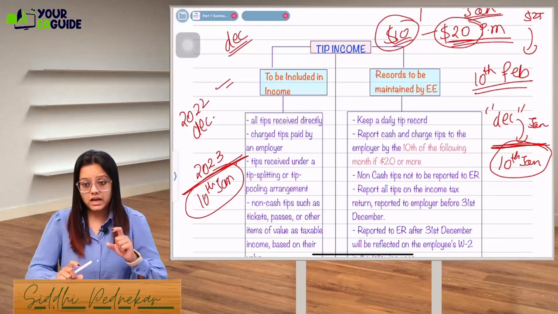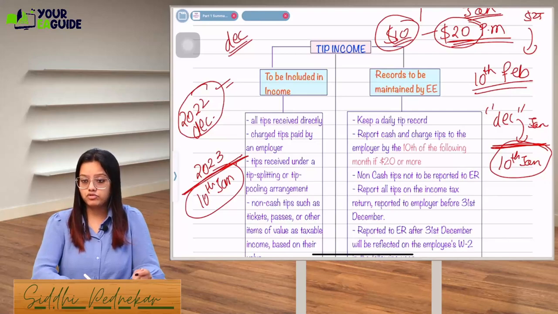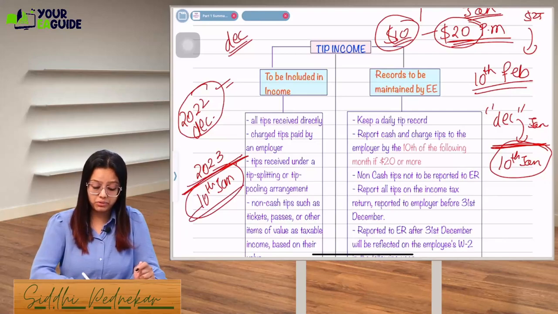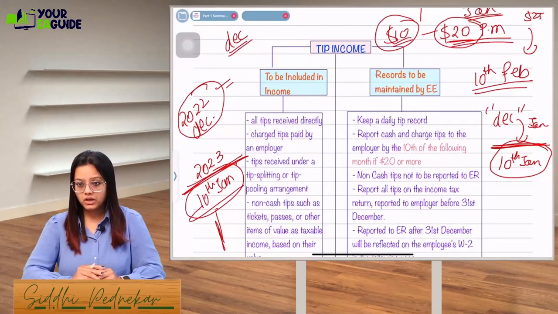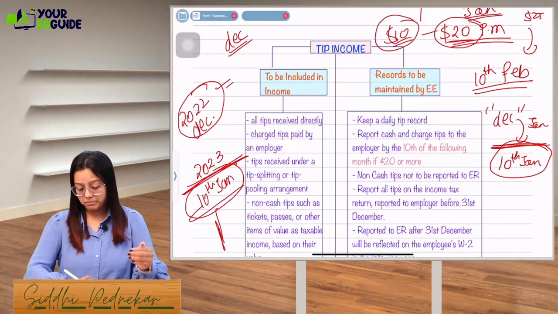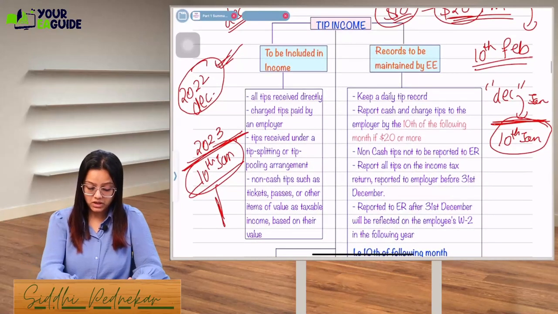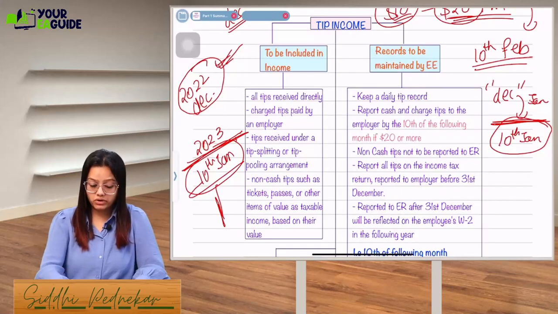Got it, guys? Now, when will it be included in the 2022 tax return? Let's say I have to report it before the 10th of Jan, but I reported it after the 10th of Jan. Then the delay in reporting will cause the tip income to be taxable in the same year of receipt, which is mentioned over here. See, tip income will be included in the income.